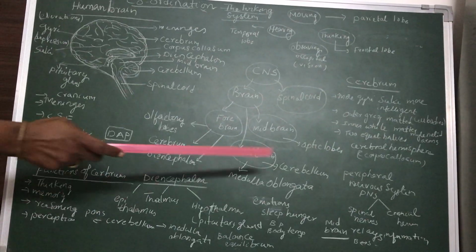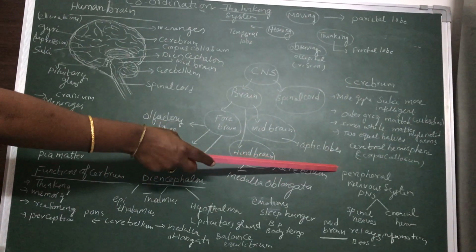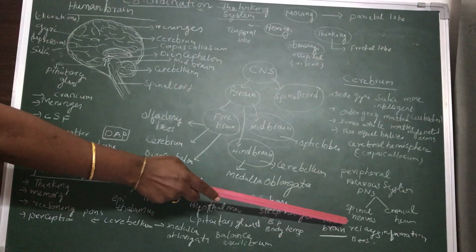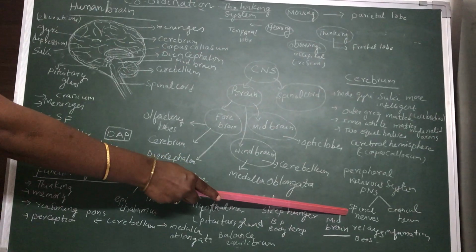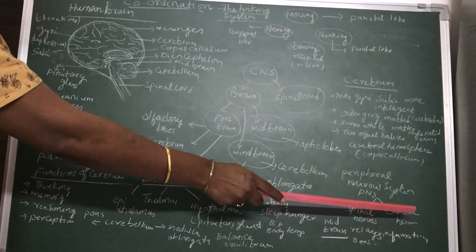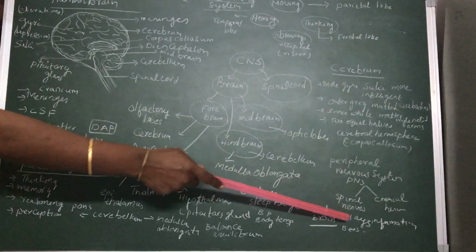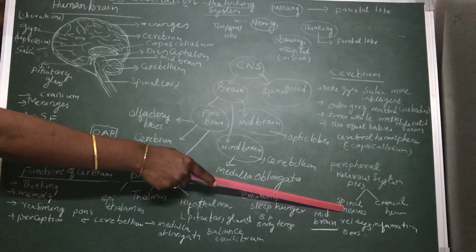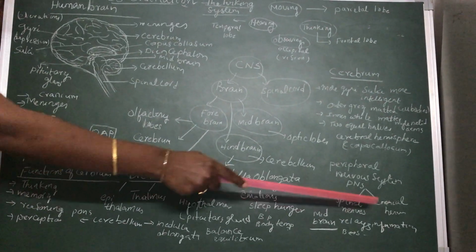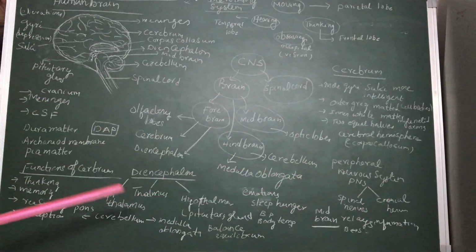Now the next part of the nervous system is called the peripheral nervous system. The peripheral nervous system consists of nerves from the spinal cord and nerves from the brain. The brain nerves we call cranial nerves. There are 31 pairs of spinal nerves and 12 pairs of cranial nerves.